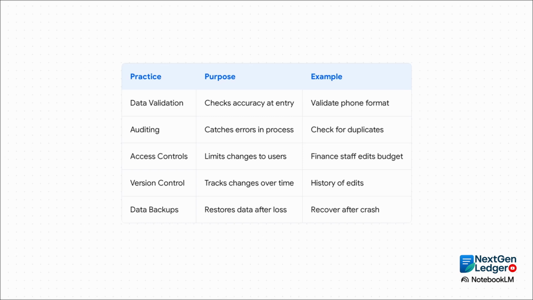The finance team gets to edit the budget, not everybody else. Version control is basically a superpowered undo button for your data, letting you track every single change. And of course, data backups. Well, that's your ultimate safety net for when a real disaster strikes.